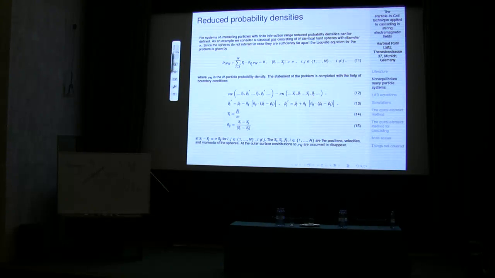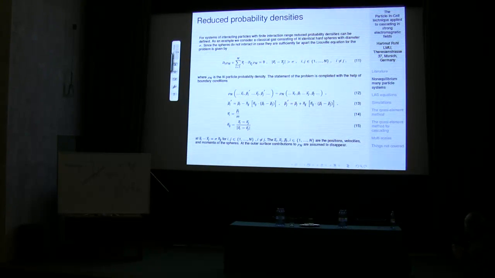Now, n-particle probability densities are very complicated, difficult. This means we have high order correlations, we have all correlations in the system. And there's nobody on this planet able to solve this. And so one trick is to work with reduced probability densities. That also works in the quantum context. So I just apply the classical description here for simplicity.